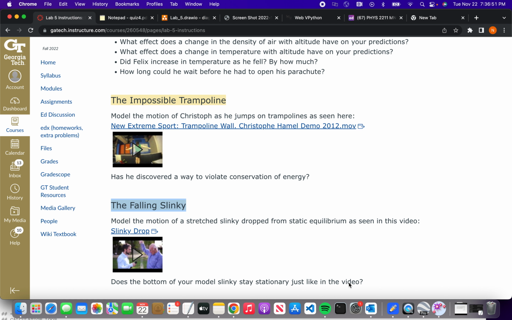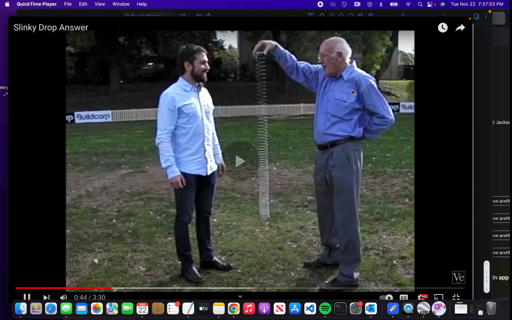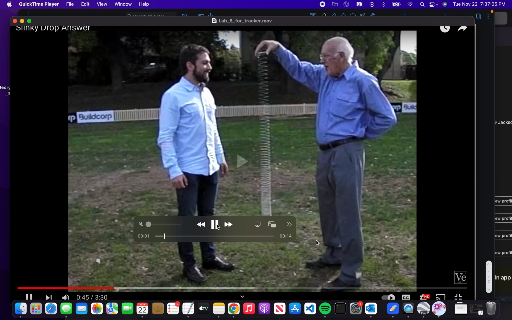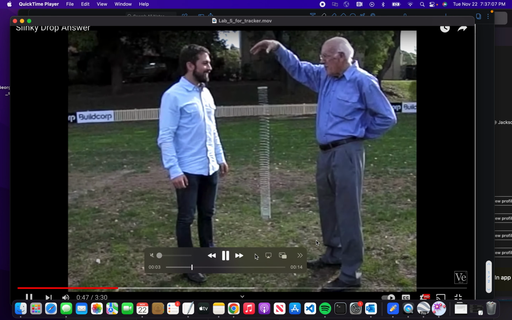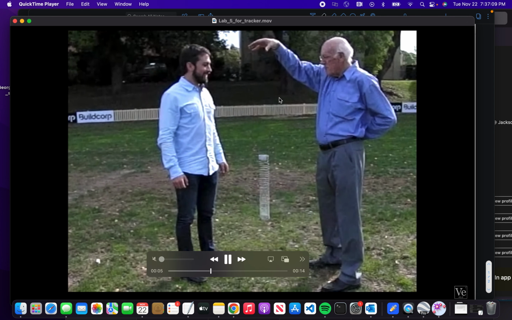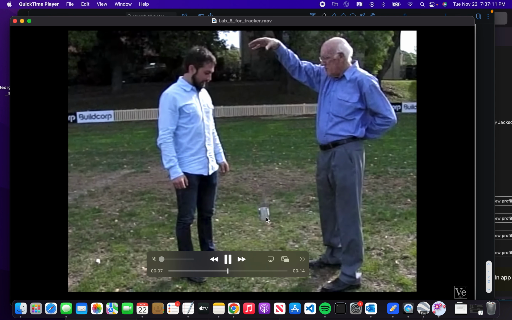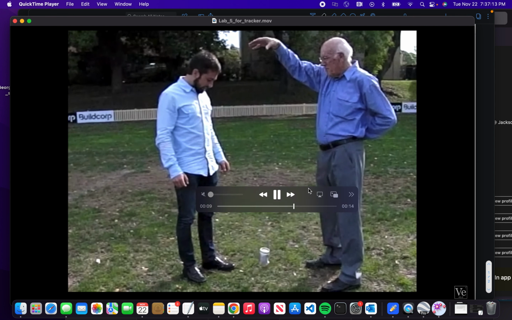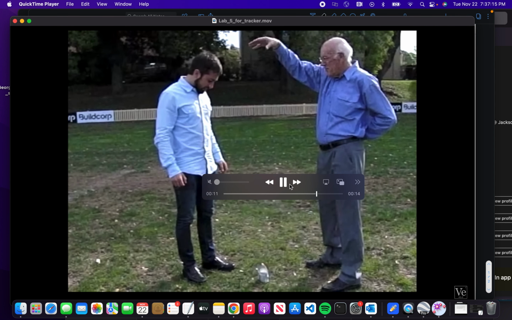Hi, this is my Lab 5 Choose Your Own Adventure report, and I decided to analyze the motion of the falling slinky. First, here's the motion in question. So as you can see, when he drops it at first, the bottom stays put, but then after that, the slinky moves.